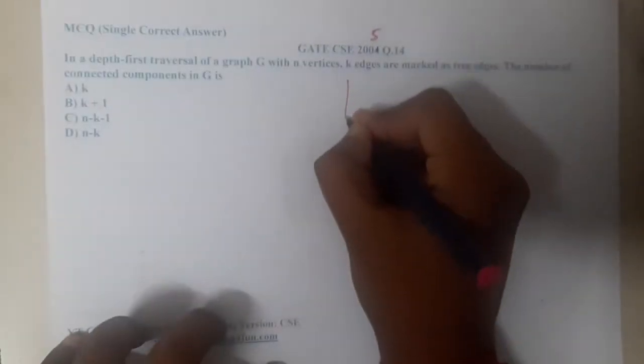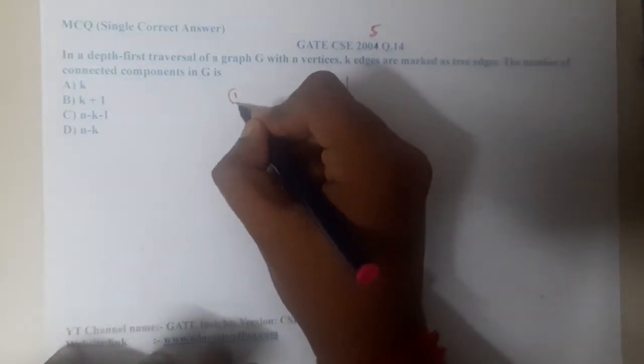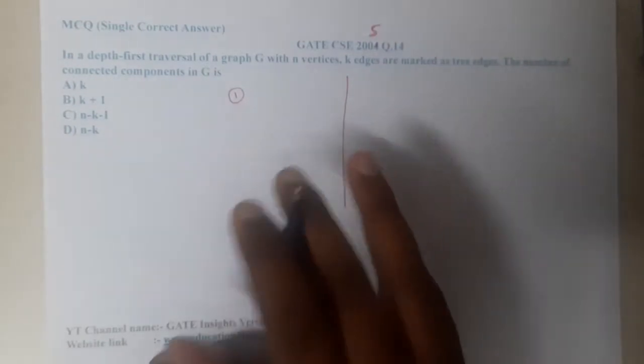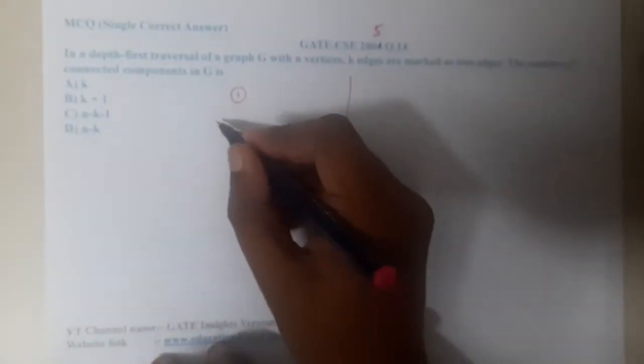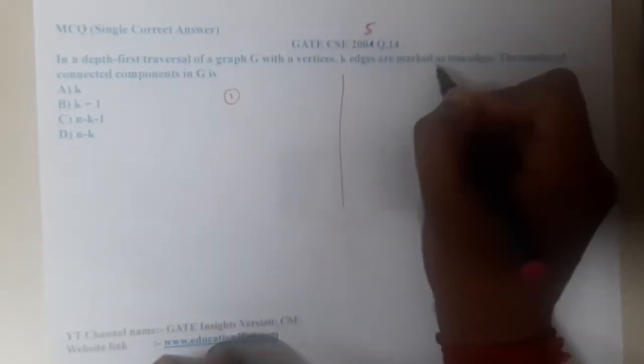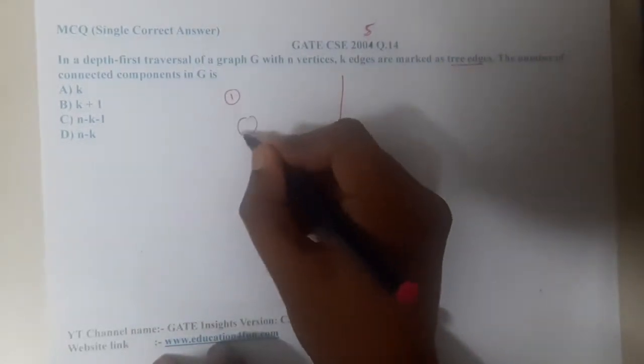So let us draw two different cases. So in the first case, let us have only one component, one connected component. So only one proper tree or graph, okay? So let us draw a tree, because this whole discussion is with respect to trees, right? Because they are talking in terms of tree edges. So let me draw a small tree.